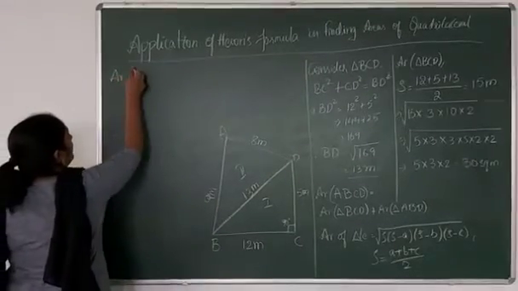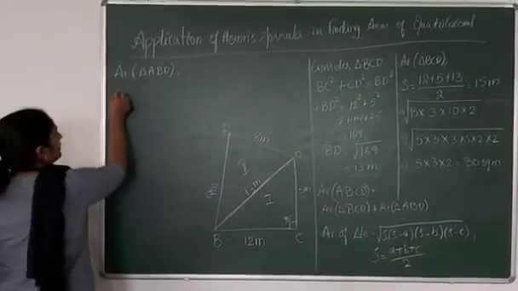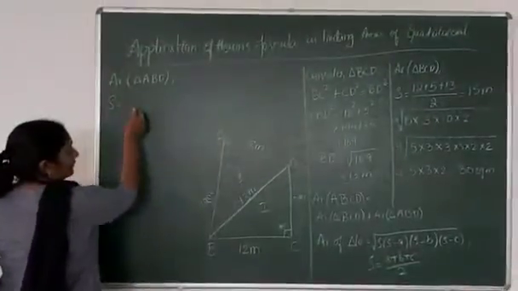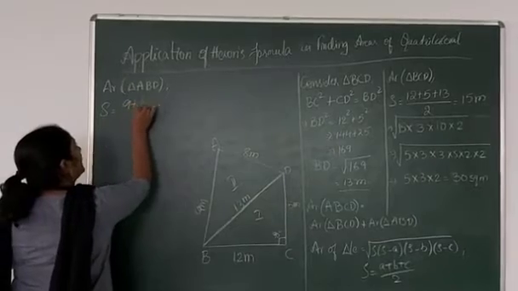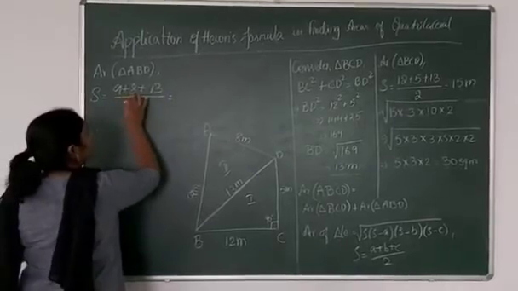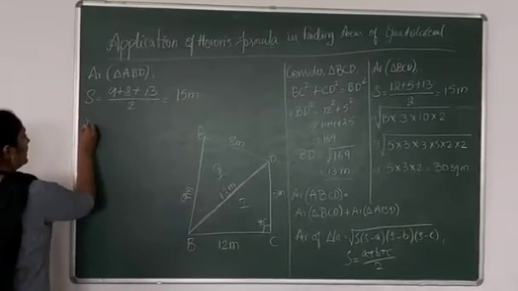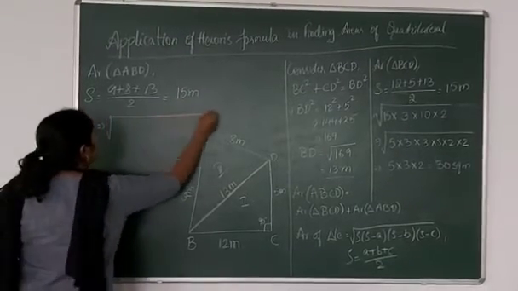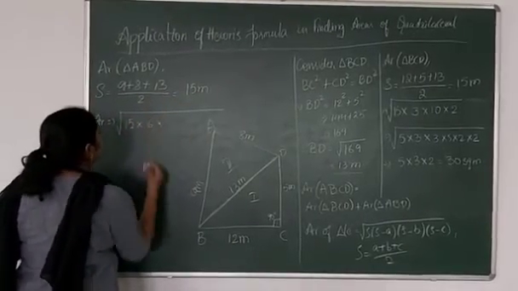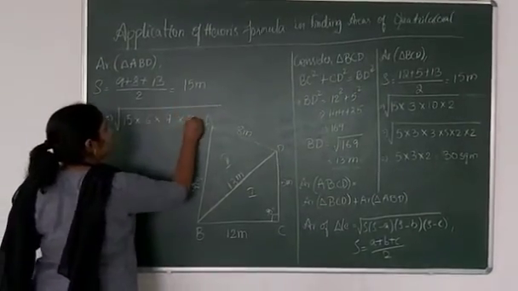So coming back, coming to the area of the triangle ABD. Area of S is 9 plus 8 plus 13 by 2, which is equal to again 17 plus 13, 30 by 2 is 15 meters. And now area will be equal to square root of 15 into 15 minus 9 is 6 into 15 minus 8 is 7 into 15 minus 13 is 2.